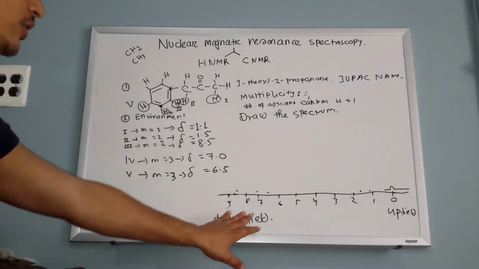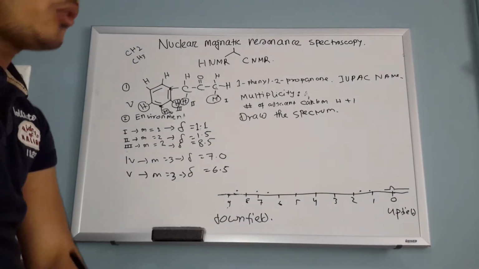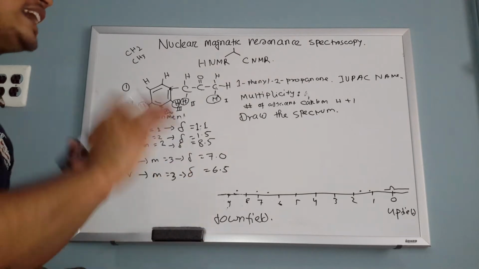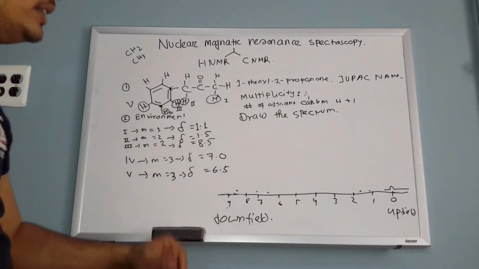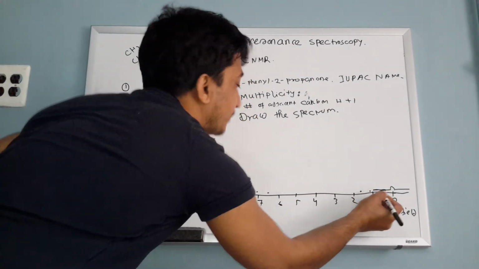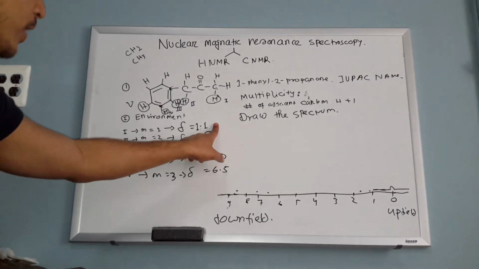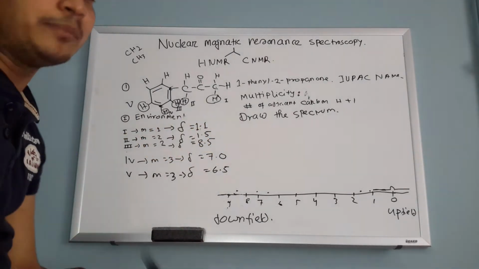So right now, this is called downfield, this is called upfield. Upfield has a lower delta value, downfield has a higher delta value, and we figure out where our peak is going to be. Right now, in this one, go to the 1.1, and 1.1 has how many multiplicity? 1. Why do you need a multiplicity?